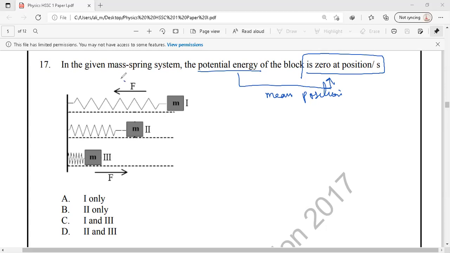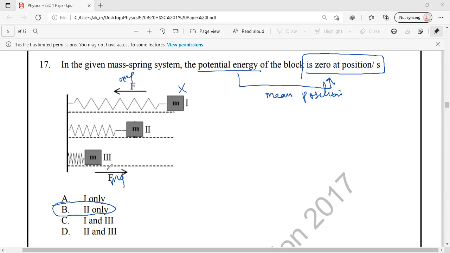So this force is always towards the mean position. This arrow shows that this is not the mean position. The mean position is towards the right of this block. In this case we have a mean position towards the right of the block. Similarly in diagram 2, there is no external restoring force acting on that mass. This shows that this could be the mean position. So the correct answer is option B in this question number 17.